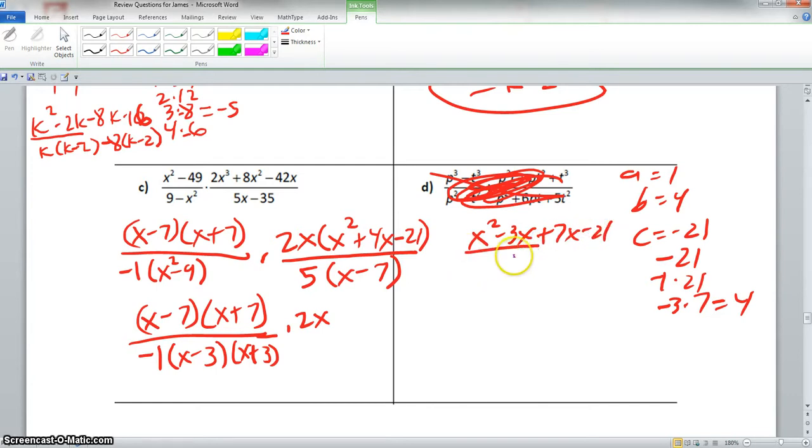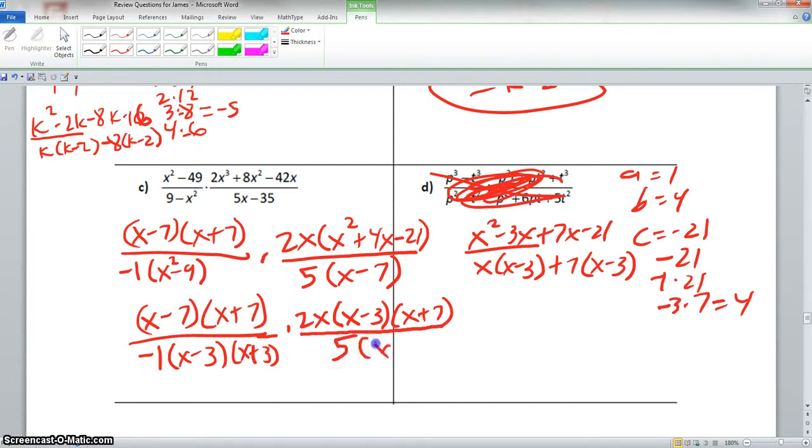We group the first two, we can factor out an x and we have x minus 3. We group the second two, we can factor out a 7 and we have x minus 3. So in this parenthesis here, we have x minus 3 and x plus 7. And our denominator, we have 5 times x minus 7. Now we can simplify.